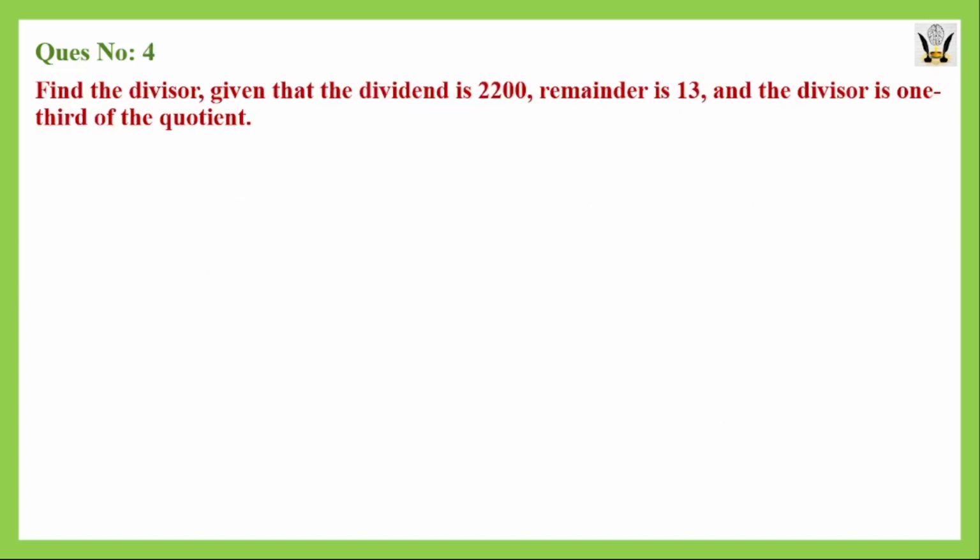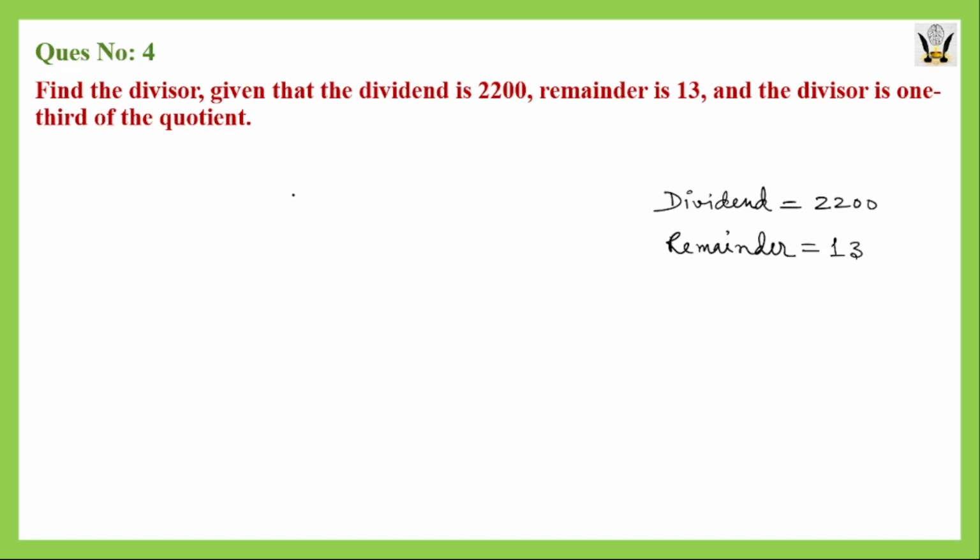Now the next one says: find the divisor given that the dividend is 2200, the remainder is 13, and the divisor is 1/3 of the quotient. That means if we divide 2200 by that divisor, whose value we don't know, there will be a remainder of 13. That means it is not completely divisible by the divisor. So if we subtract that remainder from the given dividend, then the number that we get will be completely divisible by the divisor that we are going to find.